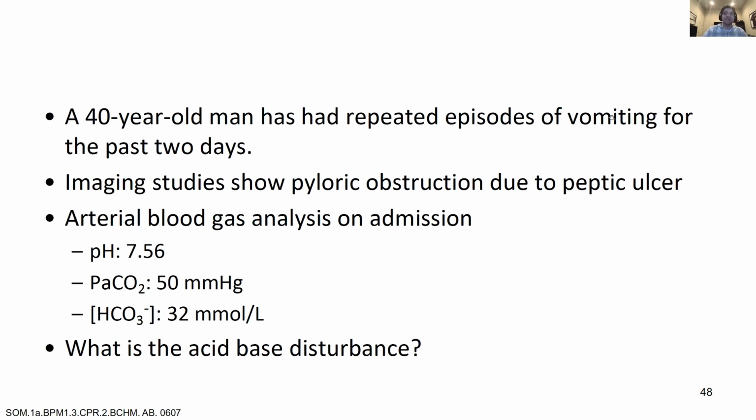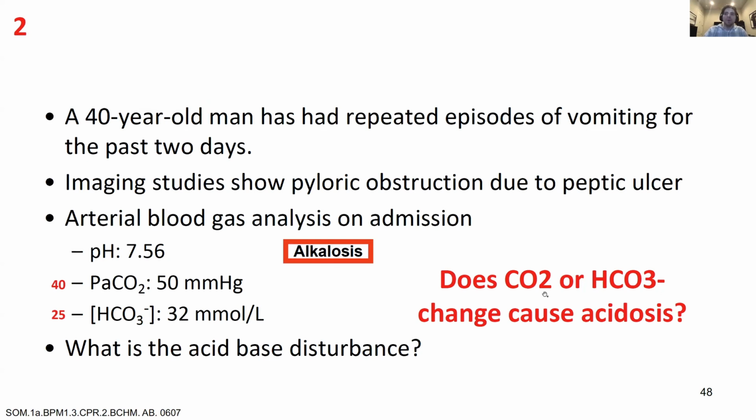Okay, so vomiting, you're thinking maybe losing acid, but let's look at the values here. Pyloric obstruction, so he's probably getting rid of acid. So what are we saying? pH 7.56, normal 7.4. We know we're in alkalosis. So now we need to ask ourselves, oops, I should have changed this to alkalosis.